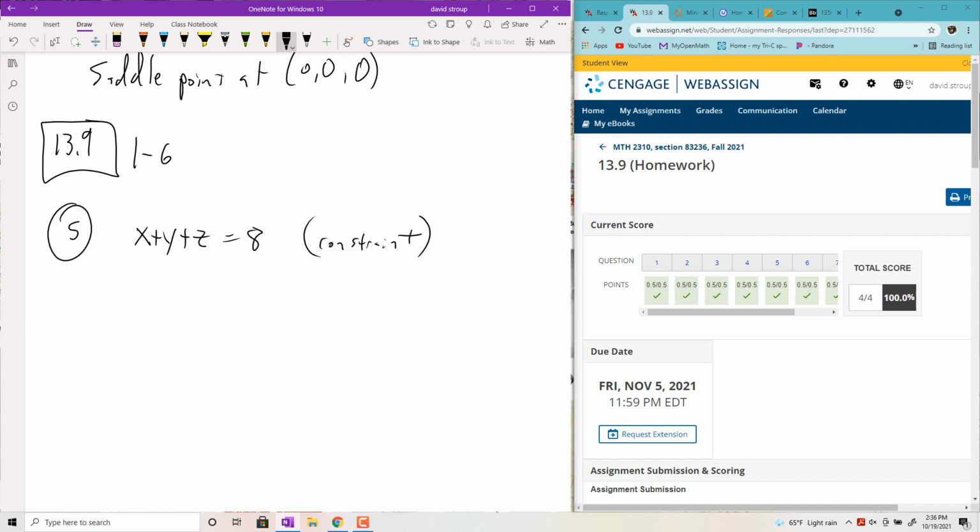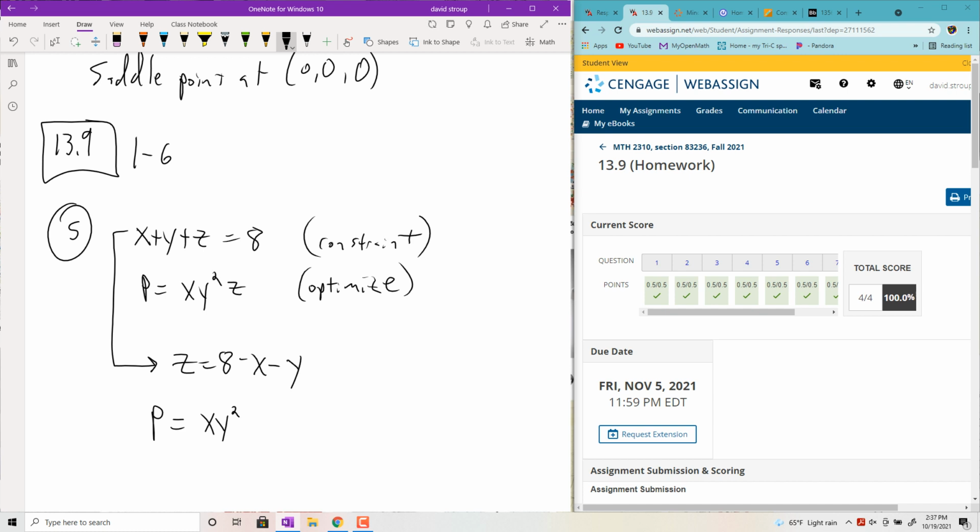And we want to maximize this product, xy squared times z. So this is the formula we want to optimize. Okay. So the way it works is use a constraint formula to reduce the number of variables in the optimization formula. So you get z is 8 minus x minus y. And then your optimization formula will be xy squared times 8 minus x minus y. Okay, let's rewrite that as 8xy squared minus x squared y squared minus xy cubed.